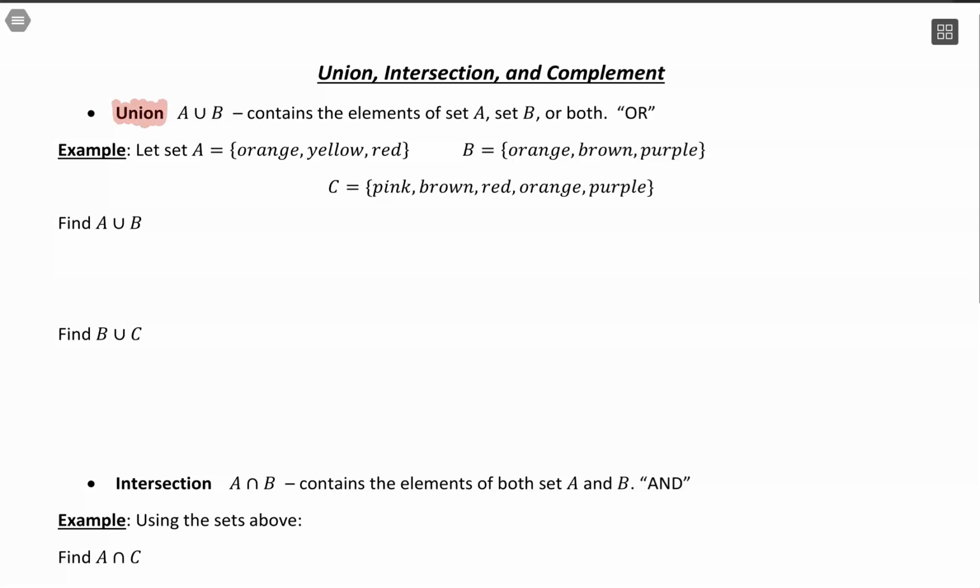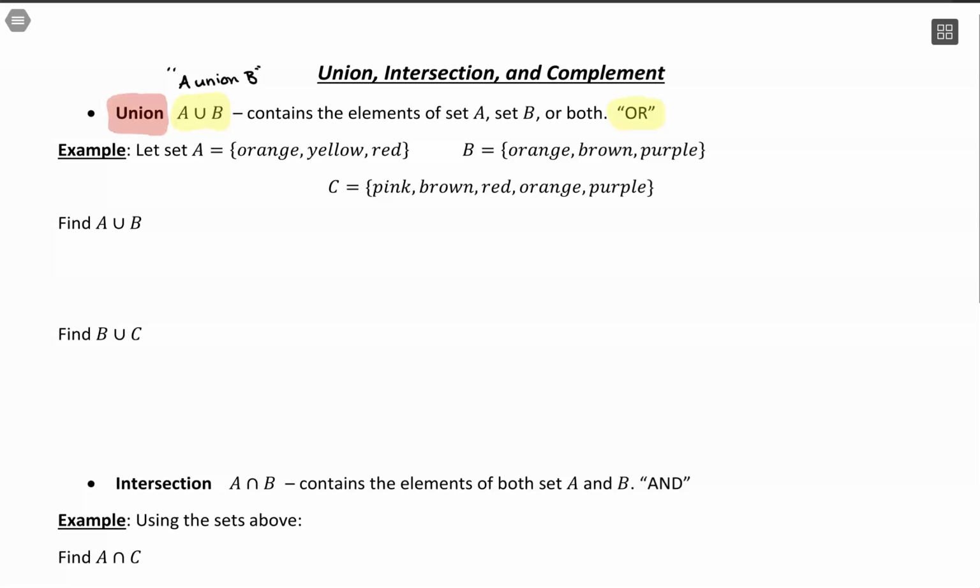So for notation, if you want to look at the union of two sets, let's say we have the union of set A and B, we use this notation that would just be read as A union B. But what that would be interpreted as is we're looking for this set that's containing elements of A or B or both. So OR is a key word that comes up when we're dealing with union calculations.